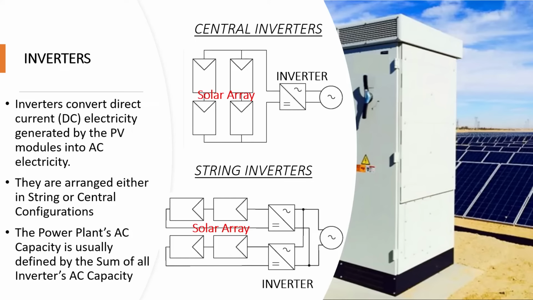Please take note that inverters are active equipment, and the PV power plant AC capacity, or the amount of power it can produce, is usually defined by the total sum of all the inverters' AC capacity on the project site.